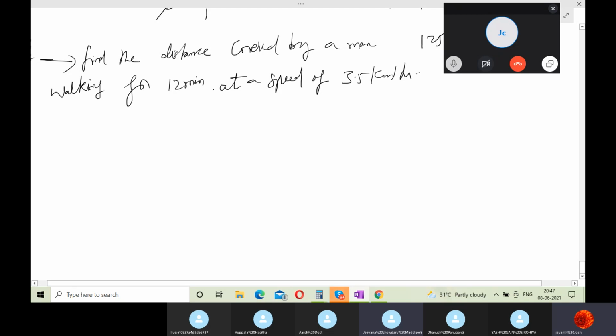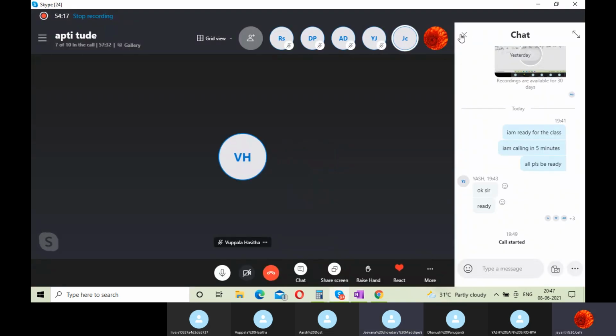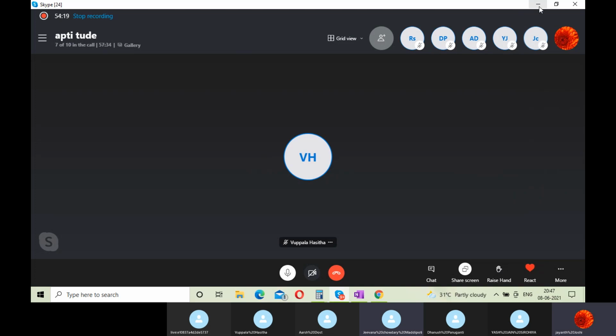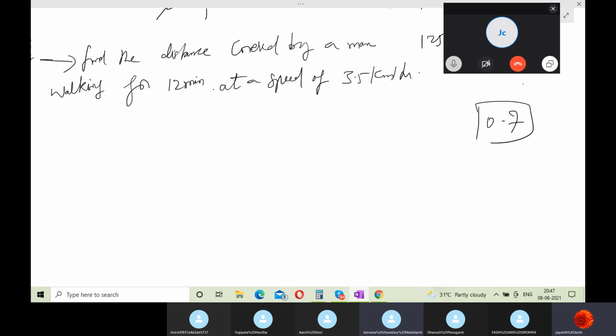0.7. 0.2? No, it's wrong. 0.7. Now, what is that? 0.7. Can you just tell me, meters, kilometers? Kilometers. Okay, good. See, distance is equal to speed into time.